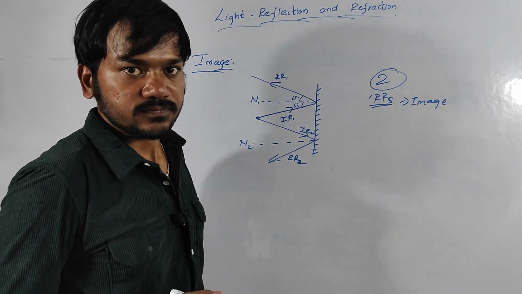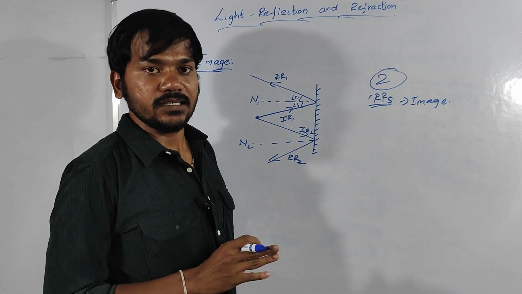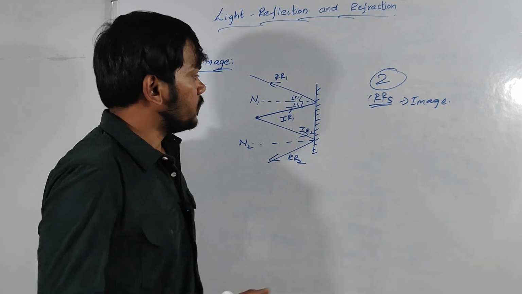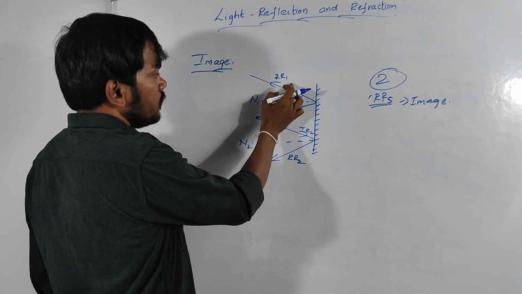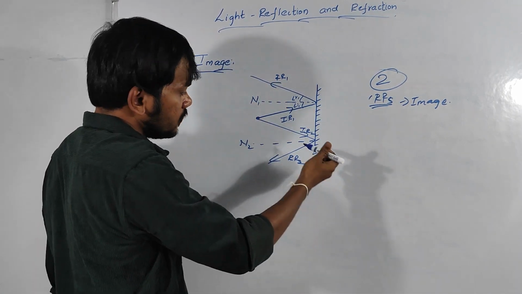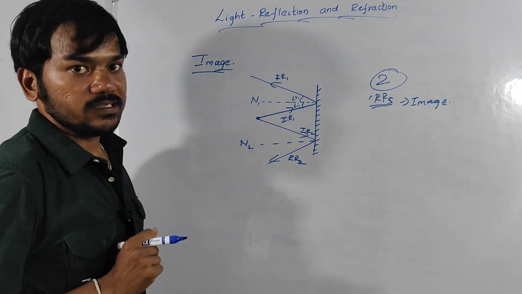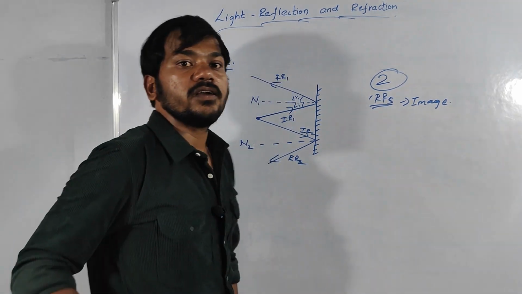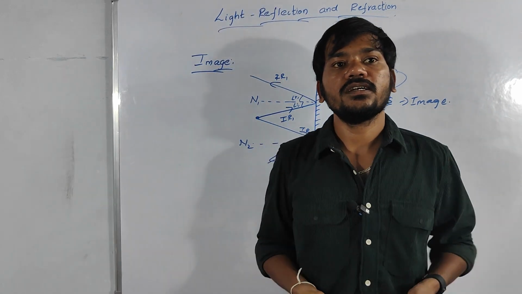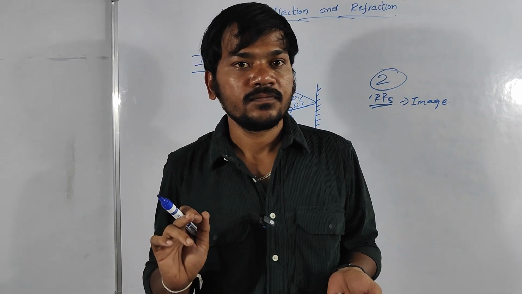Sir, you have said wherever the reflected rays are meeting each other, there the image is formed. But if you see here, sir, RR1 is moving upwards and RR2 is downwards. What should we do in this case? Because no image is formed, and you are saying that when we stand in front of a plane mirror, we are getting images of ourselves.